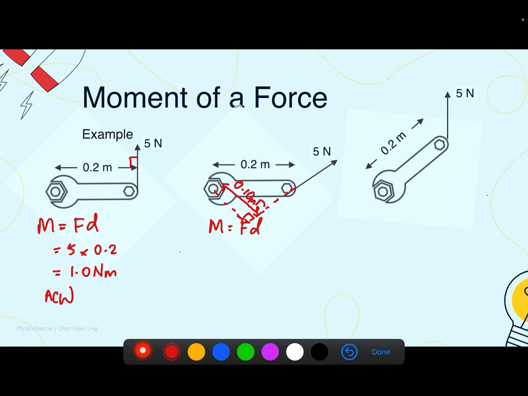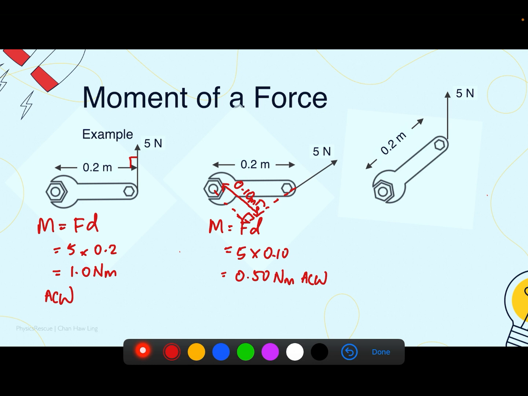So let's say, for example, that this distance is 0.10 meters. Then our moment will be 5 times 0.1, which is 0.5 Newton meters anti-clockwise. What I'm trying to show here is that when we talk about the line of action of the force, you will need to multiply it by the distance that is perpendicular to that line of action of the force from the pivot.